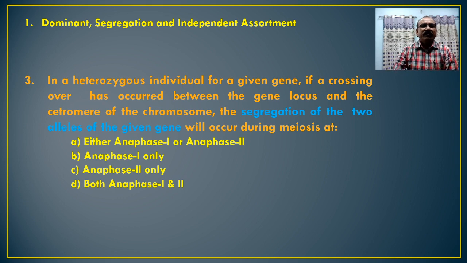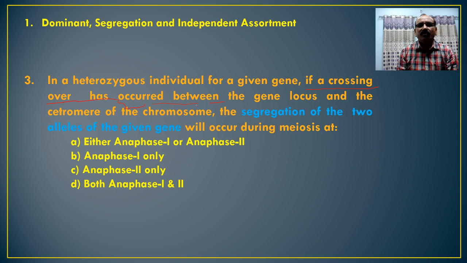In the third one, in a heterozygous individual for a given gene, if a crossing over has occurred between the gene locus and the centromere of the chromosome, the segregation of the two alleles of the given gene will occur during meiosis at. Now first of all we have to concentrate on the fact that it is given that a crossing over has occurred between the gene locus and the centromere.